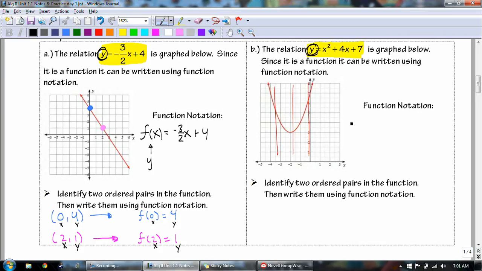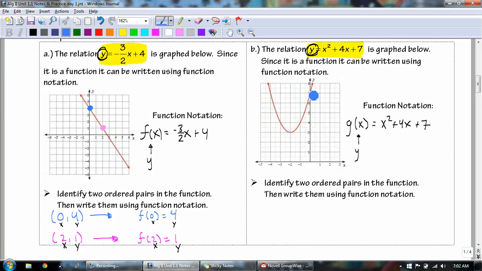Something you need to get used to, it's not always going to be f. Sometimes they'll use other letters, and that really doesn't matter. So this one we would say g of x equals x squared plus 4x plus 7. And remember, once again, I replaced the y. So identify two ordered pairs in the function, then write them using function notation.